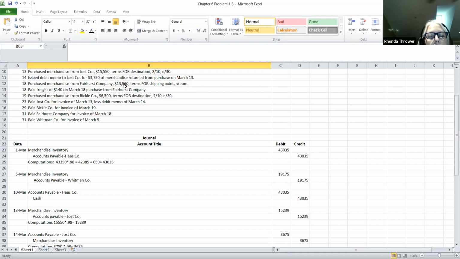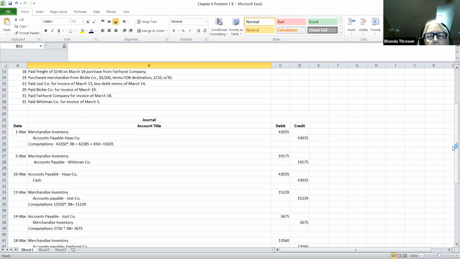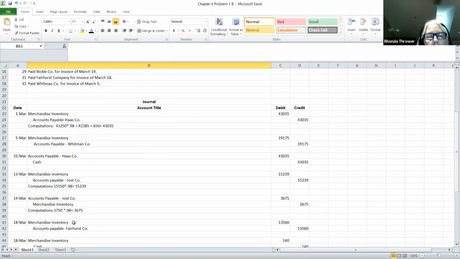So since there were no discounts offered to us, the full amount, the gross amount, is what we're going to record as a debit to our merchandise inventory. So our merchandise inventory is debited for $13,560. We've got a credit to accounts payable and the Fairhurst Company in the accounts payable subsidiary ledger at $13,560.